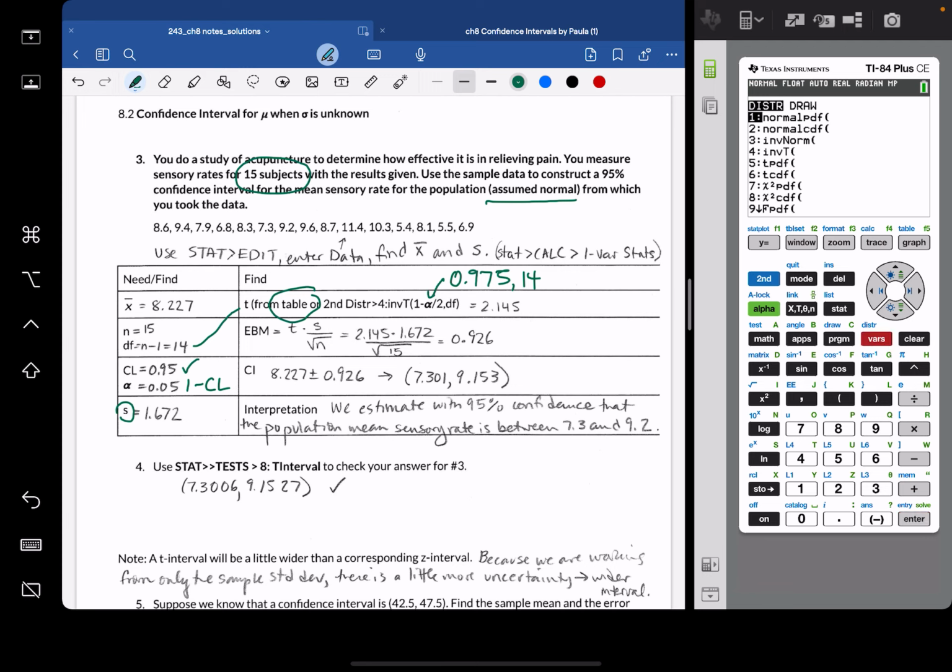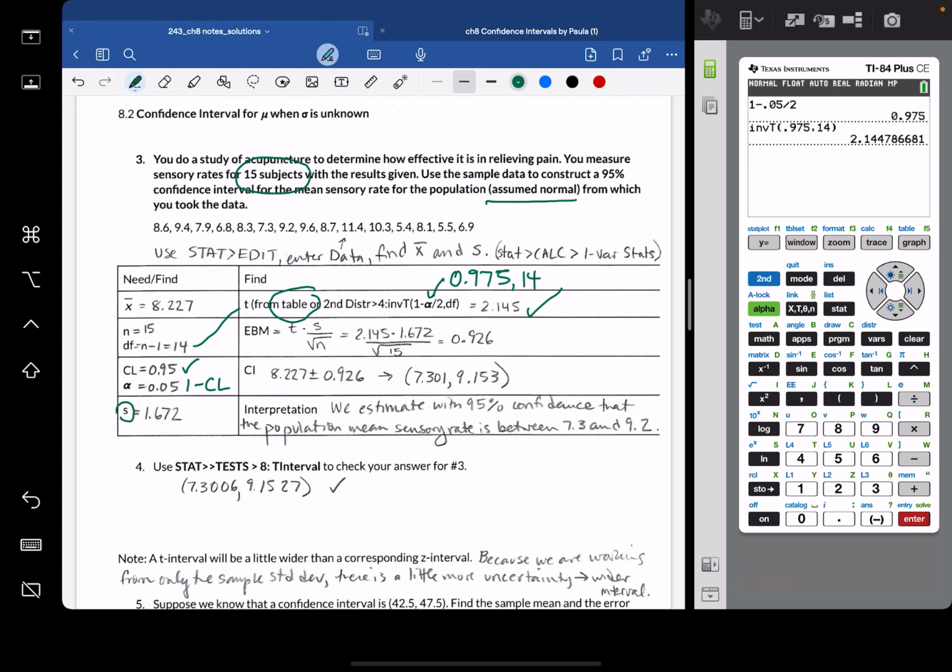Second distribution, inverse t, enter. 0.975 is the area to the left. Degrees of freedom is 14. And I get 2.1447, so I rounded it to 2.145. So there is your t value that you're going to need.